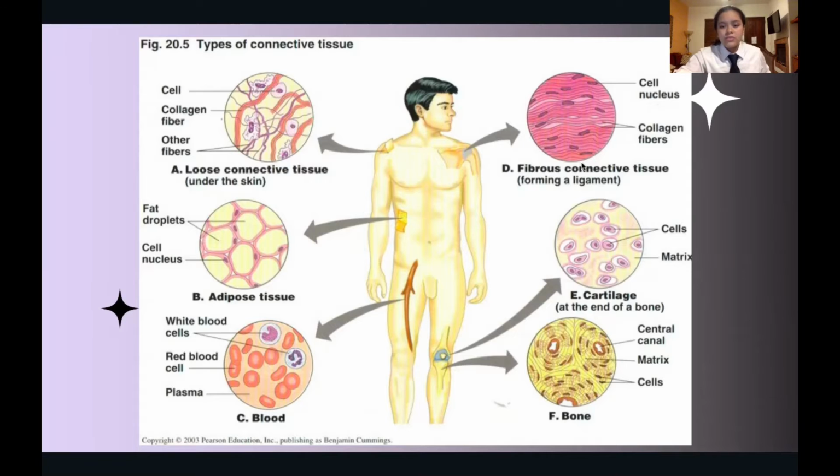Then we continue with the fibrous connective tissue that forms the ligament. We have the cell nucleus and the collagen fibers, as we can see over here. Then the cartilage, which, as we can see, is the one at the end of the bone. Then we have the bone. We have the central canal, the matrix, and the cells.